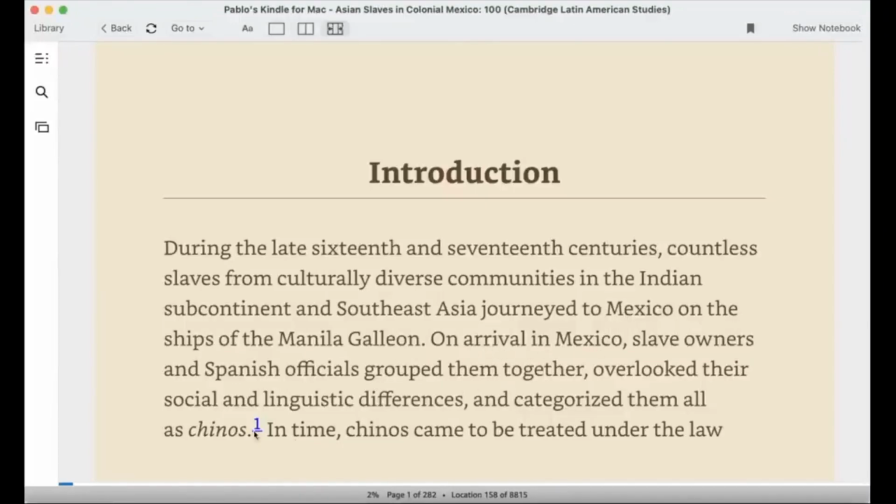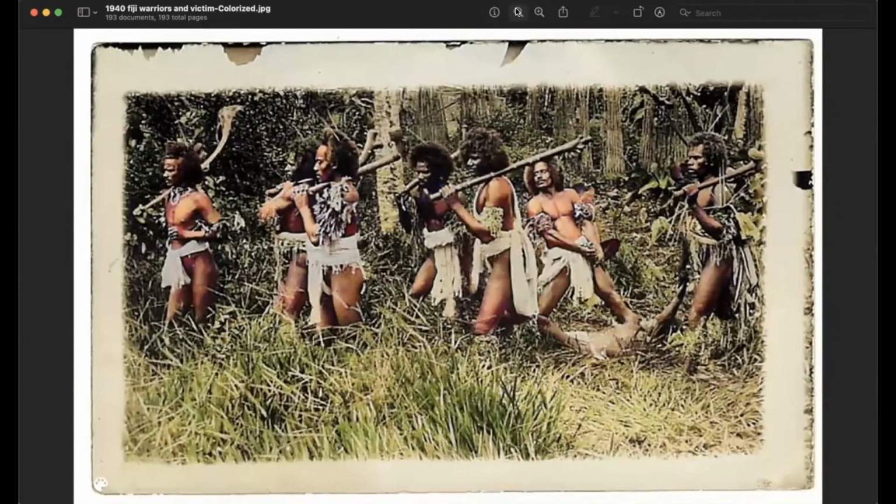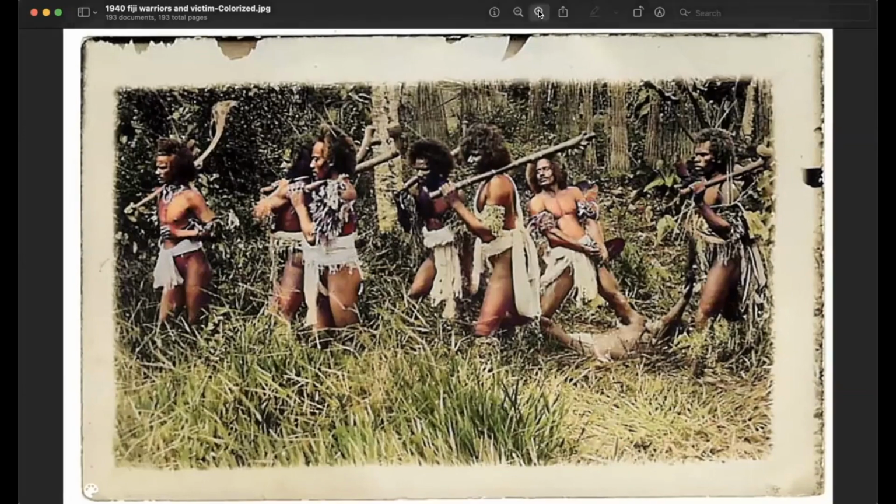It says here 1940 Fiji warriors and a victim. They carrying a victim supposedly. Look at that. That's a crazy picture if that's real. Really crazy. Right, as you can see what these people look like.